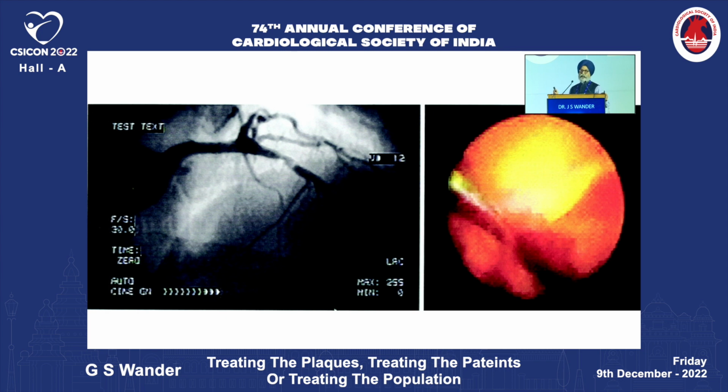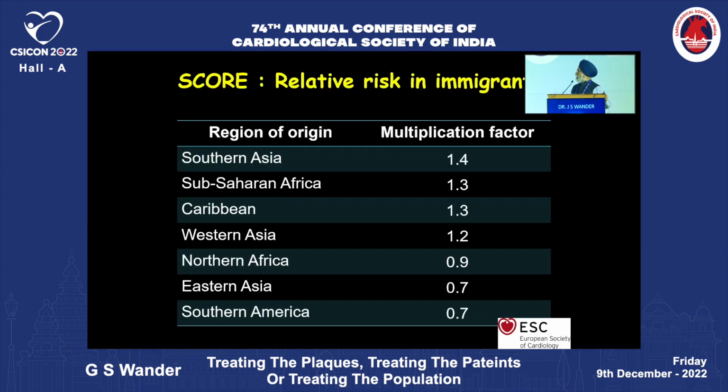Now the VULNERABLE trial has started, Greg Stone's group is going to do it, and the enrollment has started, in which they are not only going to look at these plaques, but they are also going to stent these people, and the results we'll have to wait for a couple of years, but it's a significant trial.